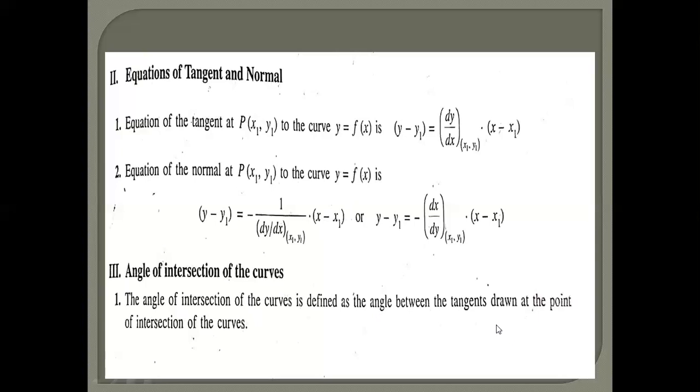If two curves intersect, then we can draw the tangents. We just find the angle between those two tangents. That is known as the angle of intersection of the curves, drawn at the point of intersection of the curves.